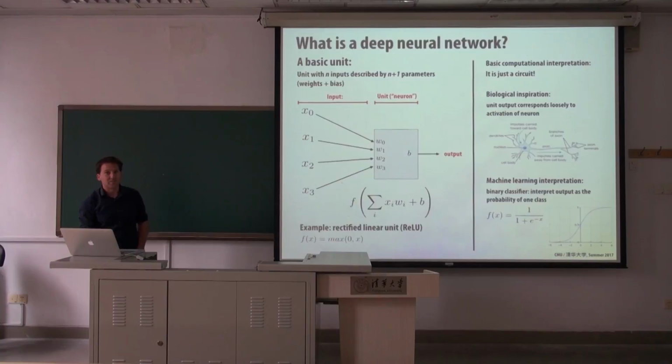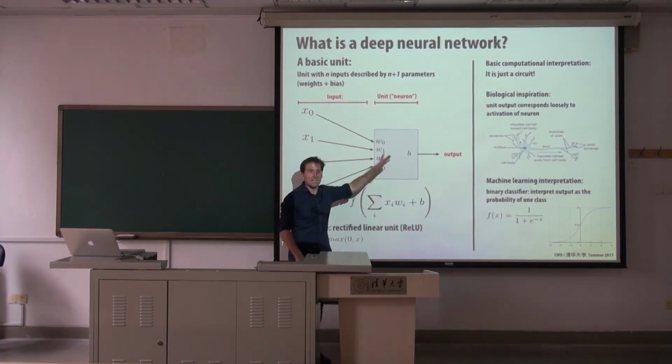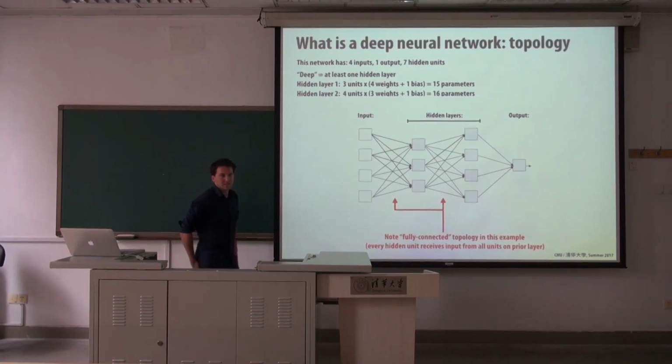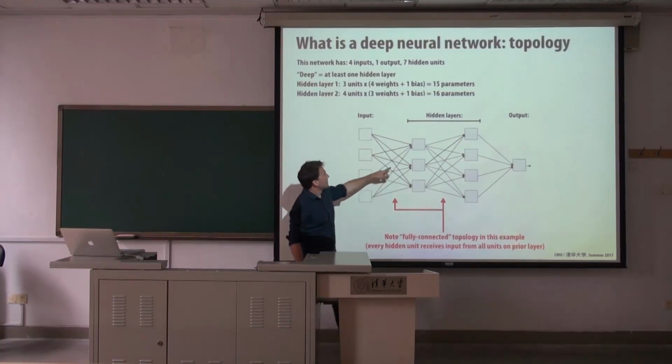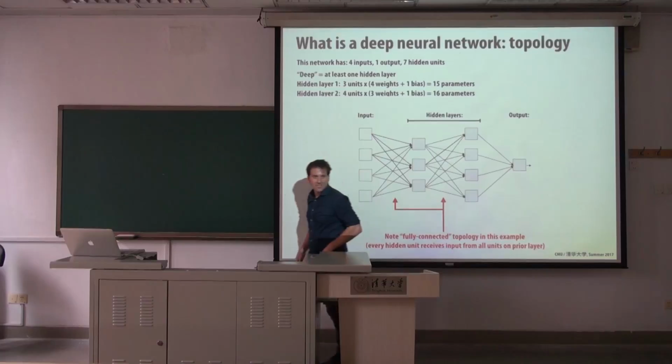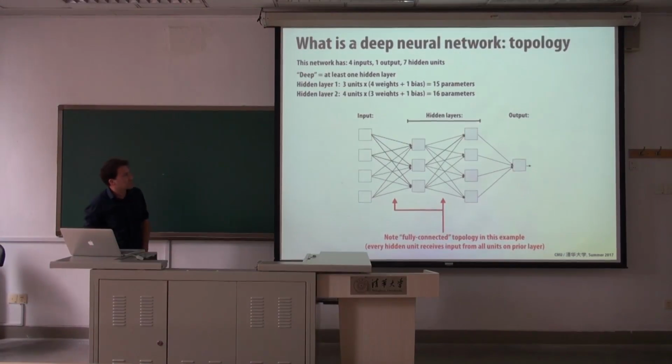And now we can start building more interesting things. So I can take one of these units, and I can copy it a bunch of times, and I can hook it up to other units. So now I have 1, 2, 3, 4, 5, 6, 7, 8 different units. And I hook the inputs to these units, and the output of this unit goes to all the other units. And the outputs of these units go to this unit. So I've just made a bigger circuit. I made a bigger network.